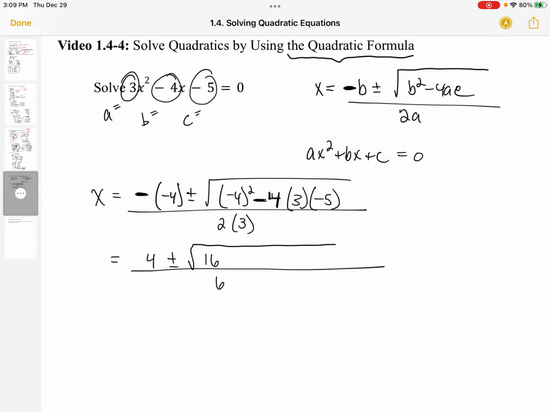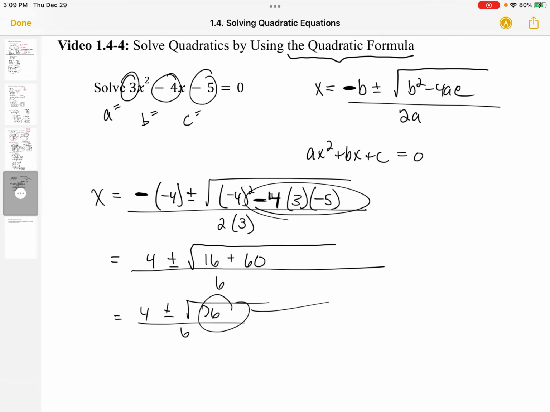So this is 16, and now I'm going to simplify negative 4 times 3 times negative 5. I have 2 negatives there. I'm going to end up with a positive. Let's see, 4 times 5 is 20 times 3 is 60. So now I have 4 plus or minus the square root of 76 divided by 6. So let's see, 76 is not a perfect square, but perhaps I can find factors of 76 that are. I know 4 is a perfect square. How many times does 4 go into 76?